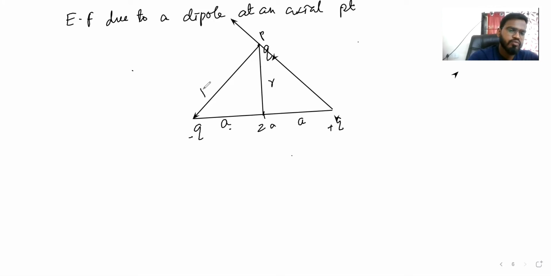So by Pythagoras theorem, what can we say? This will be R square plus A square. This is also going to be R square plus A square. R square plus A square, R square plus A square.